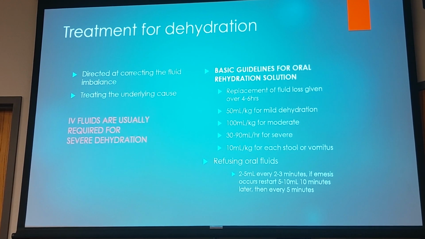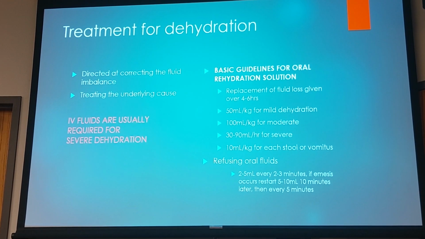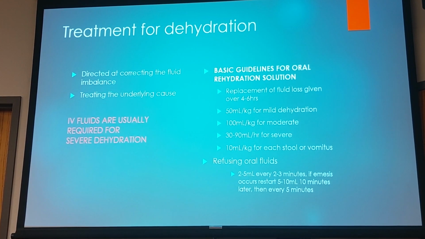And then there's, we might do that 30 to 90 mils per hour. That's more on like their IV fluids for severe. That's kind of just thrown in there with that. But 10 milliliters per kilo for each stool or vomit. So if we're trying to rehydrate and we think they're severe, we'll probably estimate like that 100 milliliters per kilo. So 290 on our 29 kilo kid is our replacement.